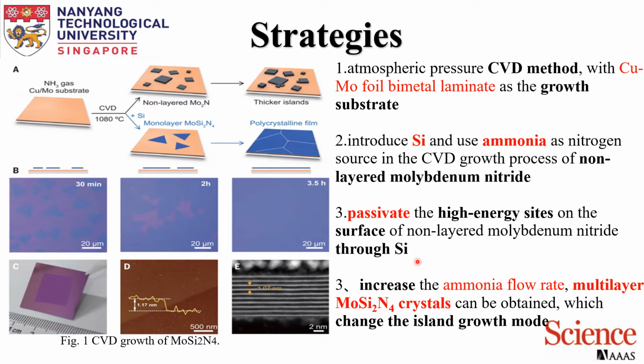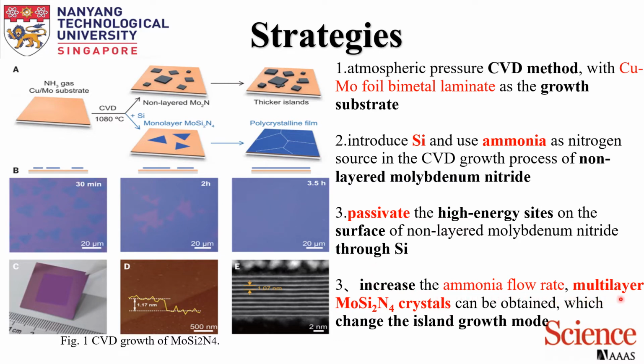The researchers used a CVD method with a copper-molybdenum foil bimetal laminate as the growth substrate. The copper foil is melted and solidified at a high temperature. A silicon source is introduced, and ammonia gas is used as a nitrogen source to prepare a monolayer molybdenum silicon nitride single crystal and a centimeter-scale molybdenum silicon nitride polycrystalline film. Next, high-quality transfer was achieved by chemically etching the copper foil. In addition, multilayer molybdenum silicon nitride crystals were obtained by increasing the ammonia flow.